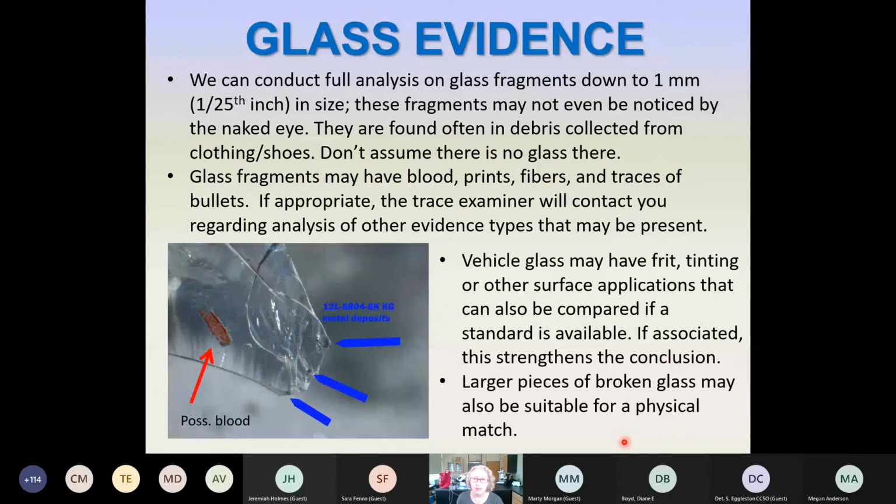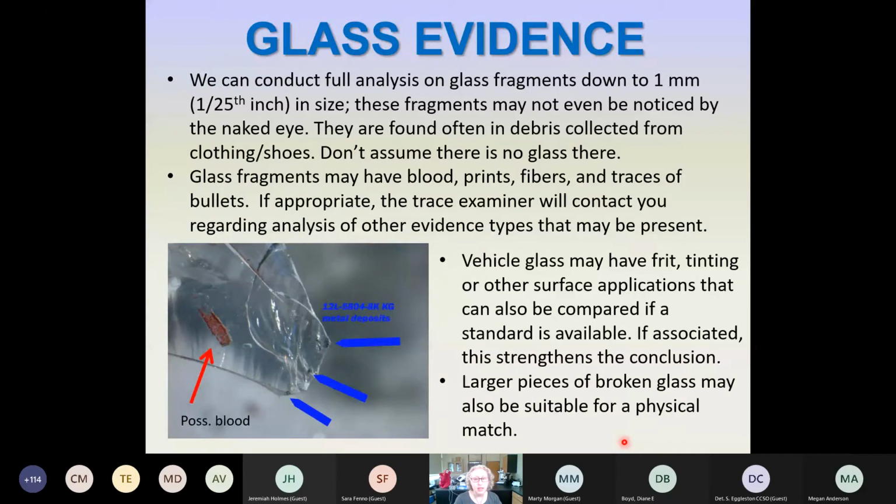Vehicle glass itself may also have frit, tinting, or other surface applications that can also be compared, such as if it's a rear window, it may have those defrosting filaments on the glass. That is another thing that we can compare Q to K. And any association that we make using multiple compared features will strengthen the association. So the more things we compare and we still can't tell any difference, the stronger that association will be.